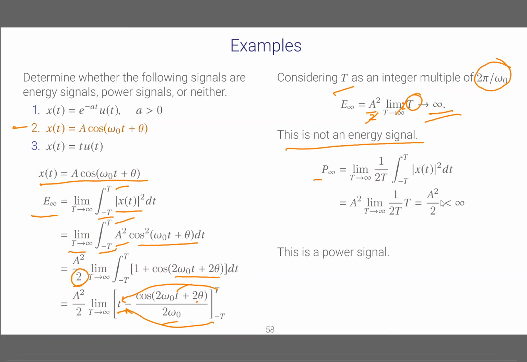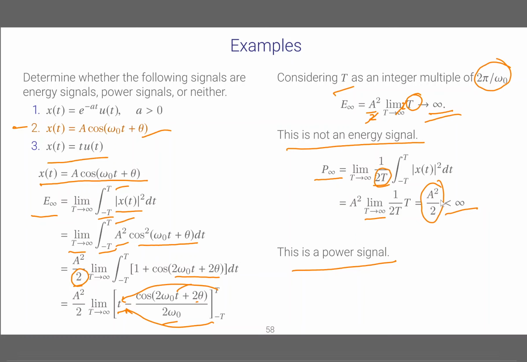Then to consider the power, we can take that integral we already obtained, divide it by 2T, and tend T to infinity. So you get A squared divided by 2, which is less than infinity. Therefore this is a power signal. You can see these periodic signals are usually power signals.